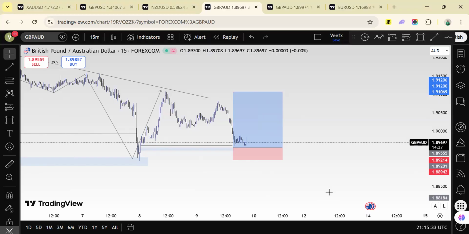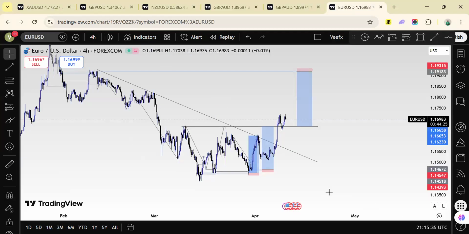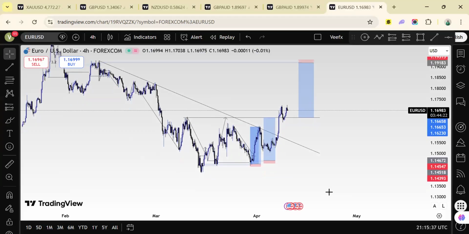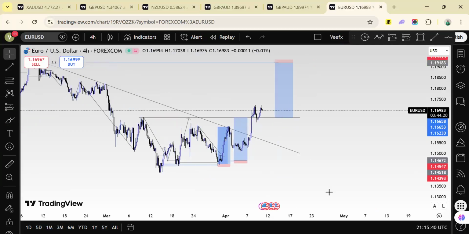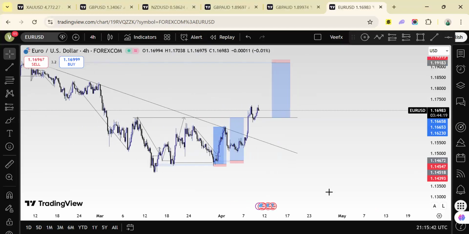For example, let's go to Euro USD. So that's the first rule, right? There has to be a market structure shift or a multiple break of structure. Please write this down to help you.